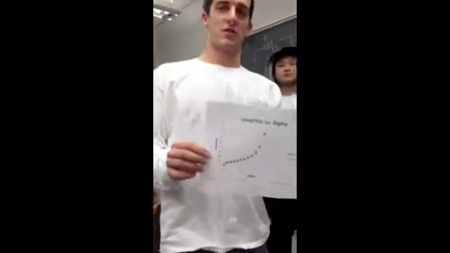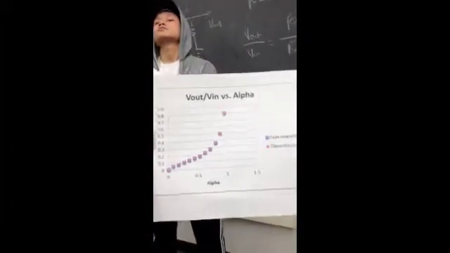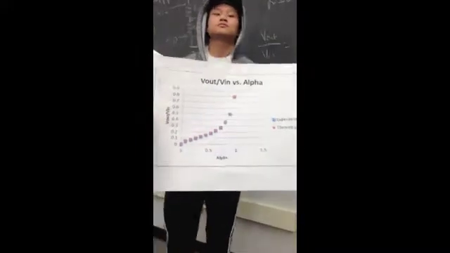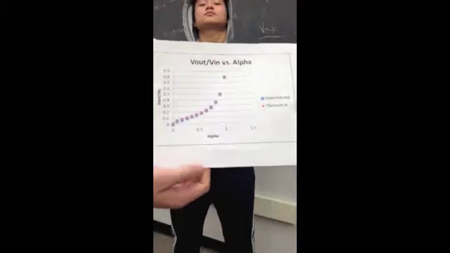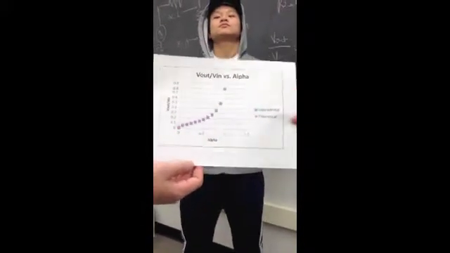We tested out our volume control. This plots the Vout over Vin ratio versus alpha, which has a clearly exponential relationship. Our experimental and theoretical data matched up very well, as you will see as a trend in our experiments.